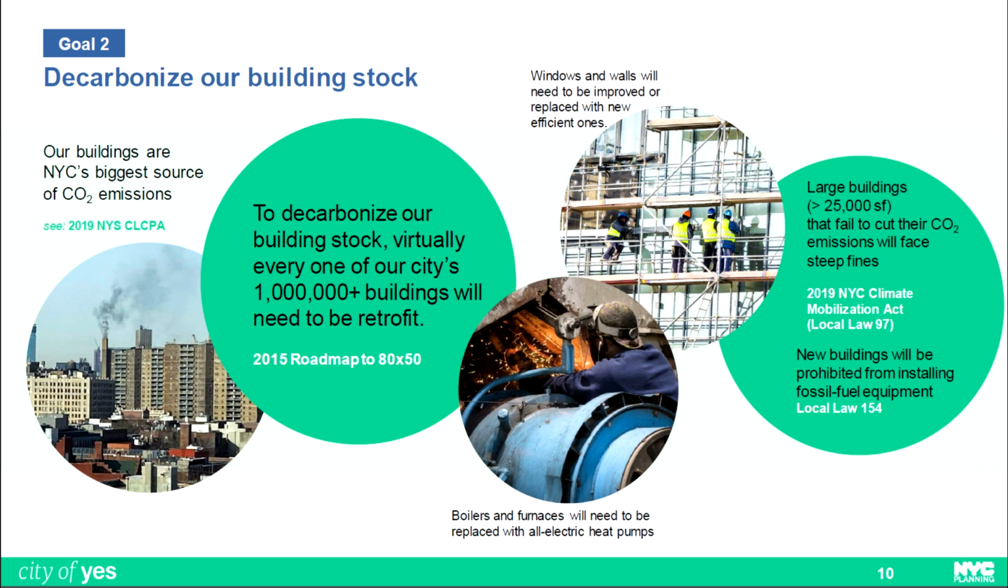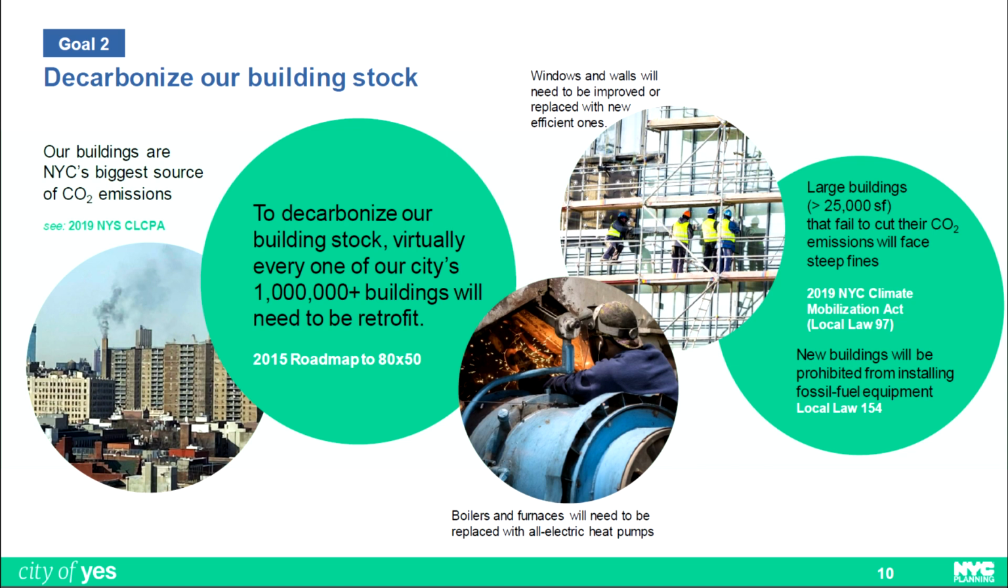Our second goal is to decarbonize our city's 1 million existing buildings. Again, the biggest source of carbon dioxide emissions in the city. And in order to improve that, we'll need to retrofit virtually every single building to retire oil and gas-powered furnaces and boilers and replace them with new, highly efficient electric systems, and improve efficiency of exterior walls, windows, and roofs to keep heat and cool inside.